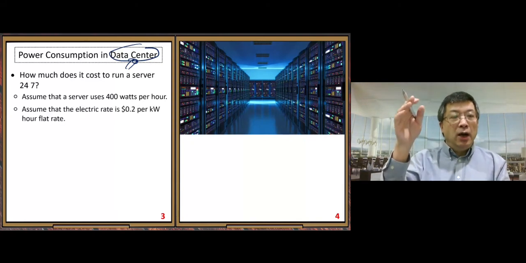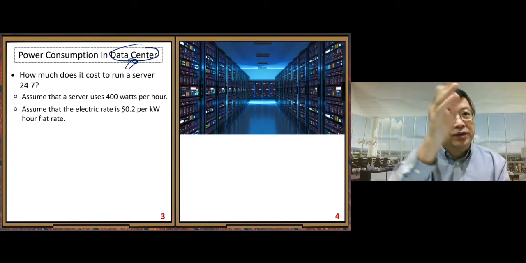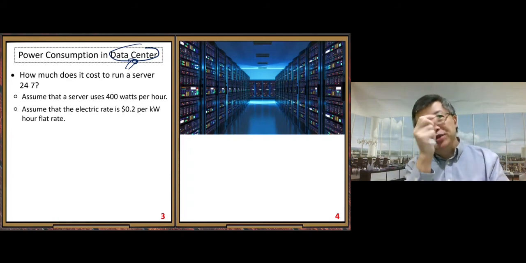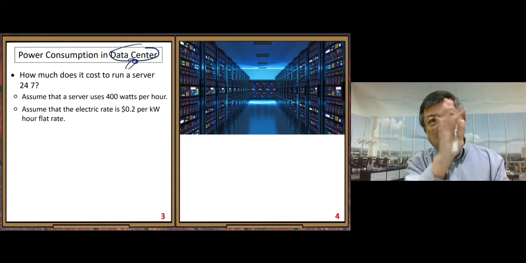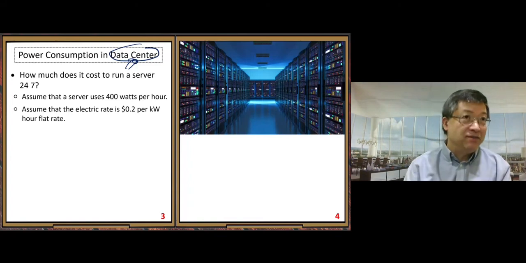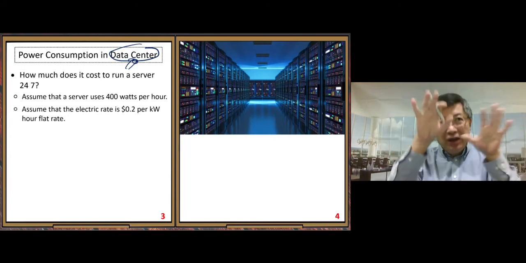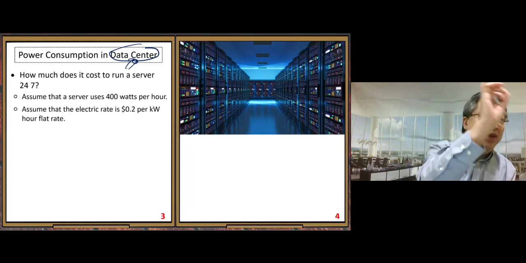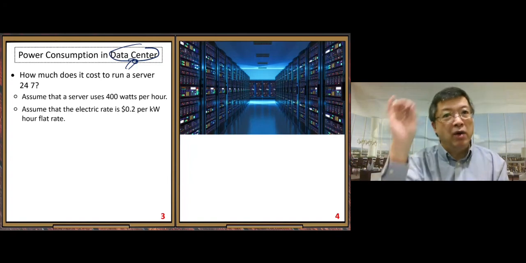Next, the electricity rate is $0.2 per kilowatt hour, flat rate. I also chose a reasonable number, because on the web I got 10-something cents. Different locations have different rates. So here I just select an average, reasonable for the whole country, $0.2 per kilowatt hour.